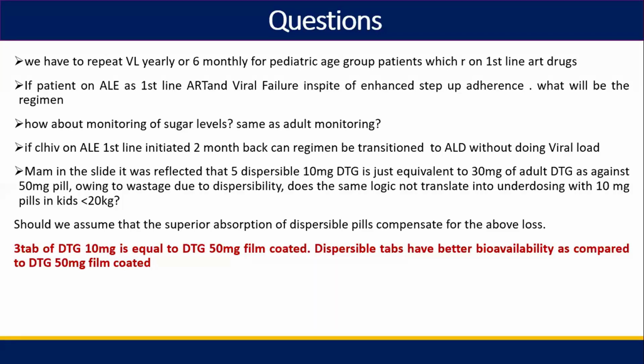Oh, now there was one question. In the slide, it was reflected that 5 dispersible 10 mg DTG is equivalent to 30 mg of adult DTG as against 50 mg. This is the other way around. One adult tablet is equivalent to 3 dispersible tablets. I've answered it in the chat box.